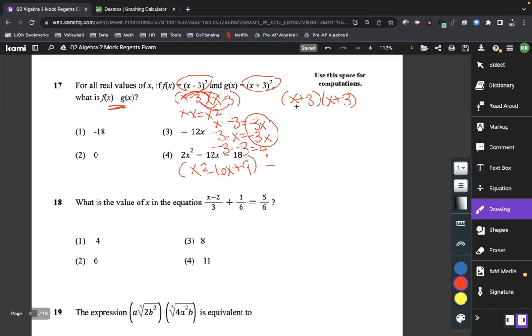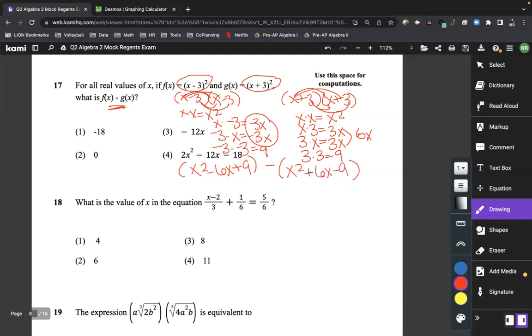Subtract. Doing that work again here. X times x equals x squared. x times 3 is 3x. 3 times x is 3x. And then 3 times 3 is 9. Like terms, it's going to be positive 6x. So minus x squared plus 6x minus 9.